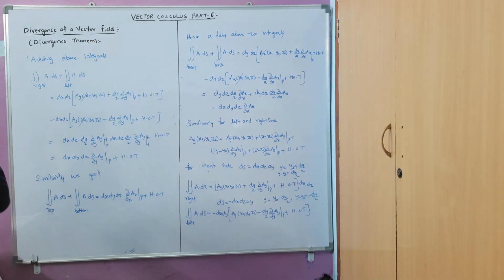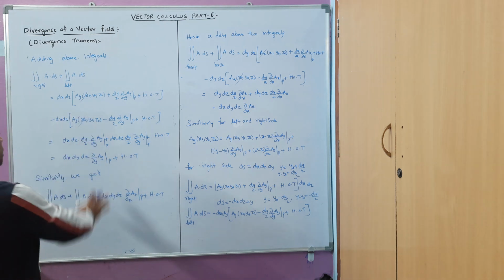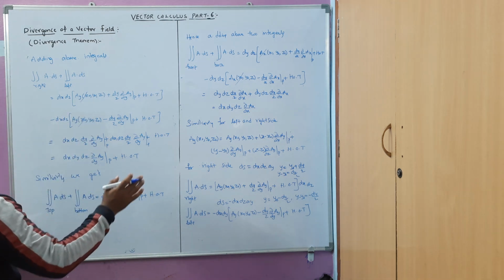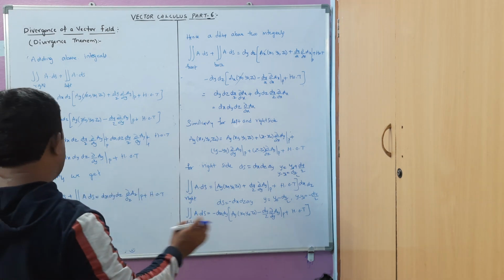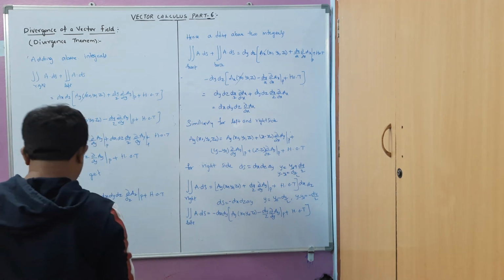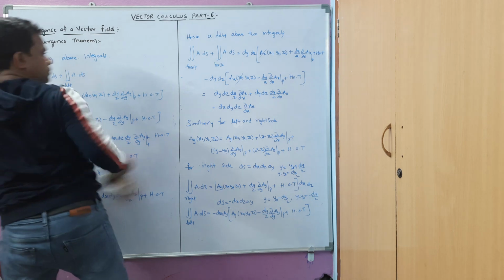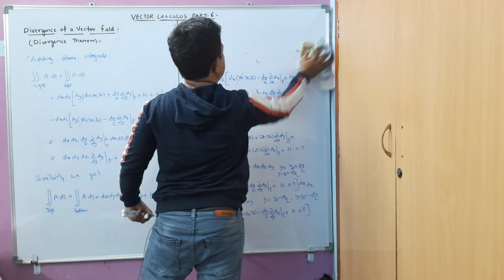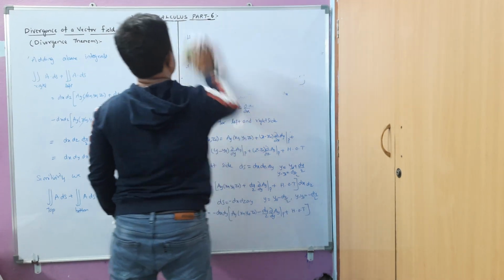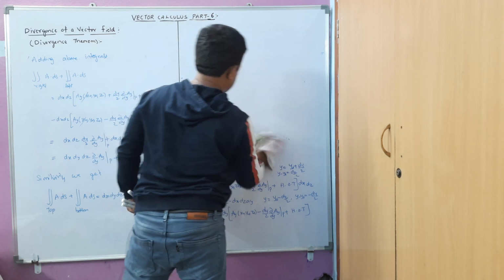Now we are going to add all those: top, bottom, left and right. Let us see what we get. Now adding all the integrals and putting in equation 1.